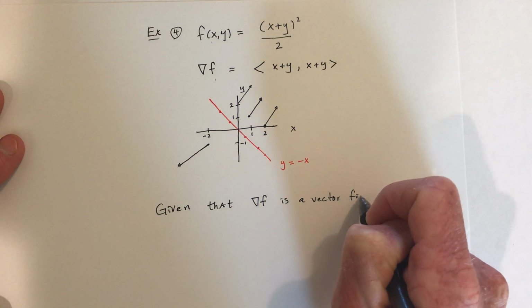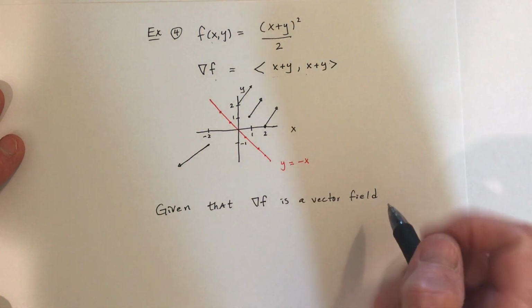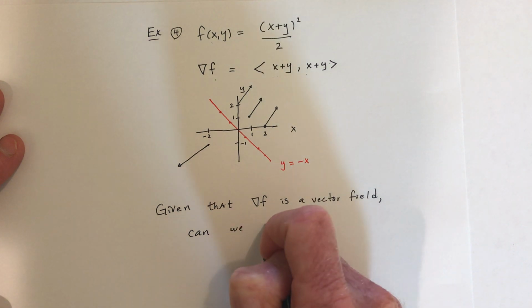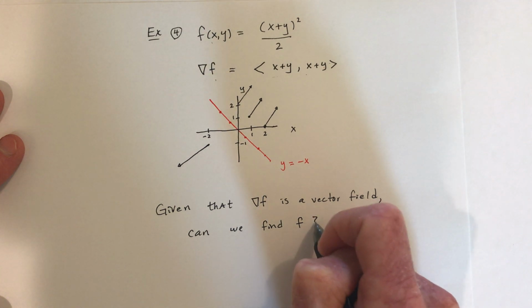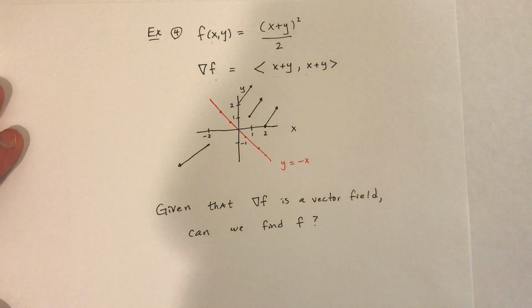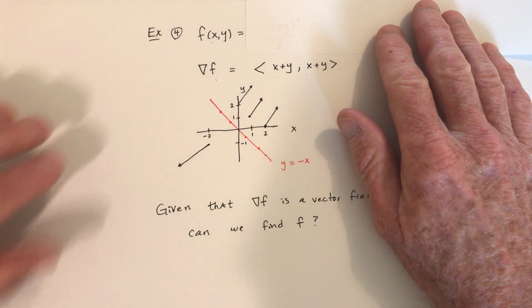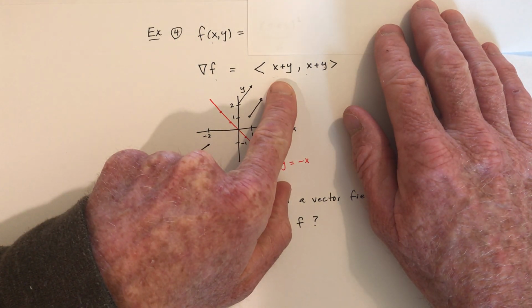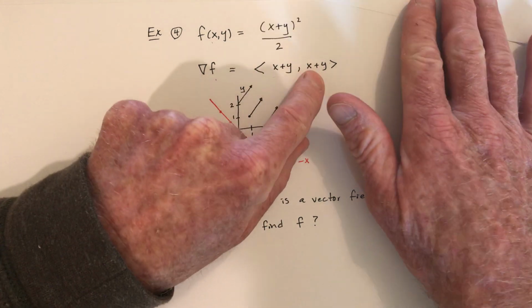So given that the gradient of f creates a vector field, can you work backwards and find out what the original function was? Through the magic of paper, I can go like this. So there's the question. If you know what the gradient is, then what's underneath the paper? Oh yeah, it's that one.